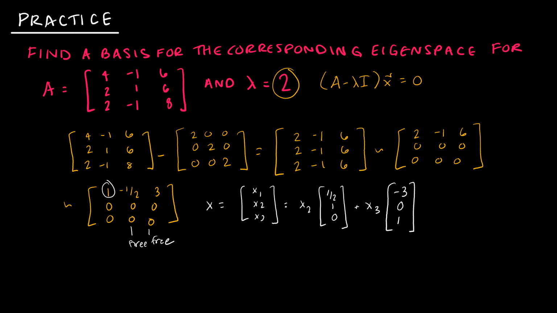So again, the question says find the basis. What I have done is write it in its general form, which means my basis is those, I keep forgetting to put those brackets, 1/2, 1, 0 and -3, 0, 1. And again, just as we talked about last time, this is a 3 by 3 matrix, but notice I'm only going to have 2 vectors in my basis.